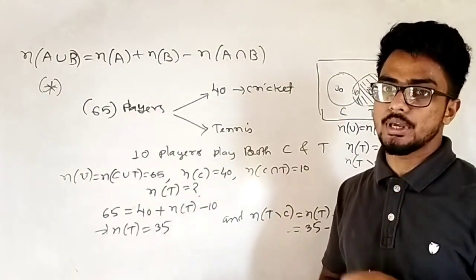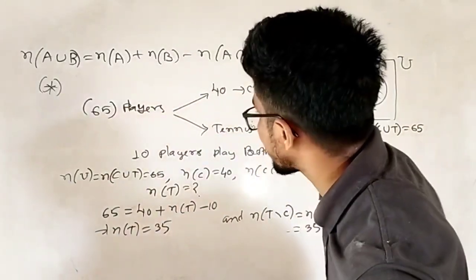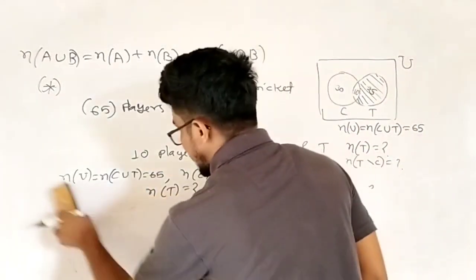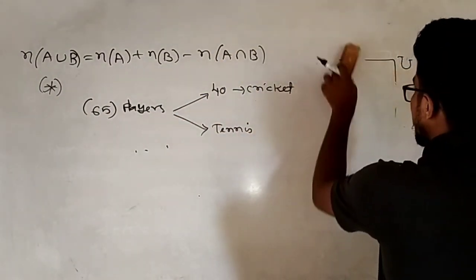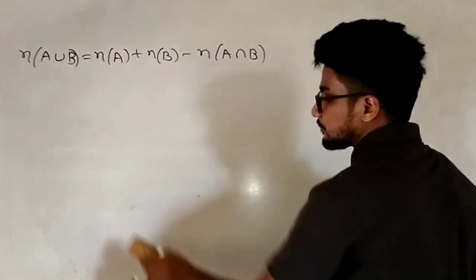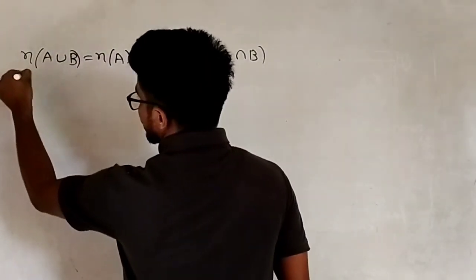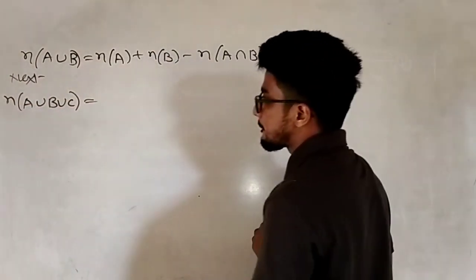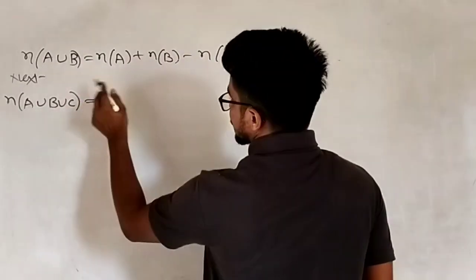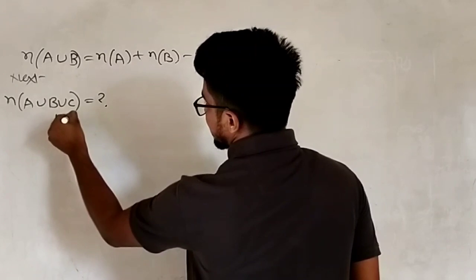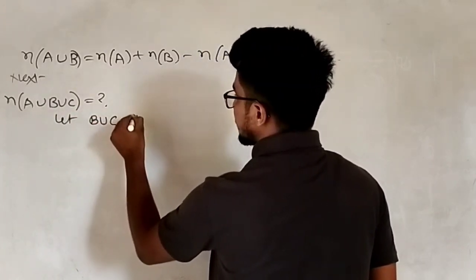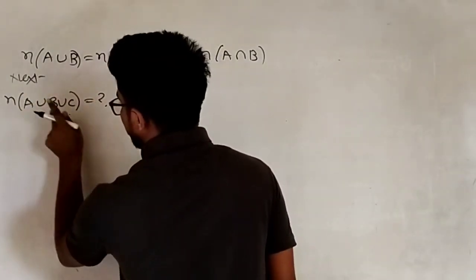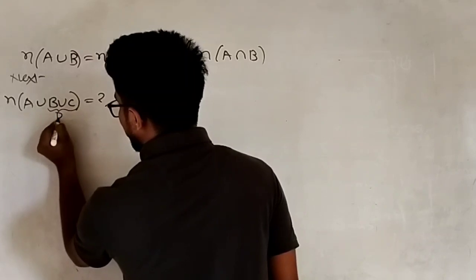So this is the case of two sets A and B. Now we will derive a formula for three sets A, B and C. Let's see what the formula will be for three sets. Now we will derive the formula for A union B union C. Let B union C equal D, that means this part is considered as one single set D.